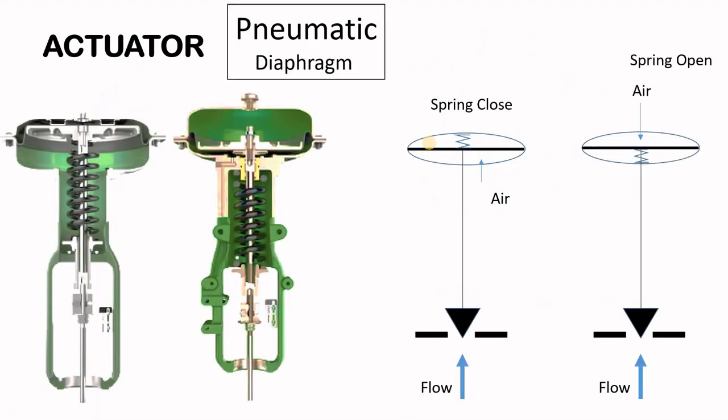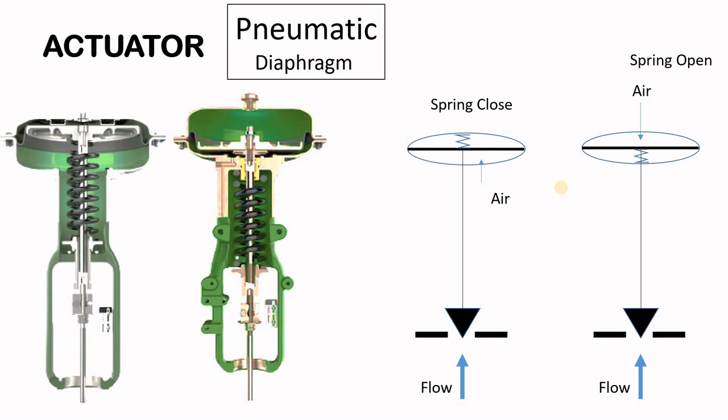Let's look at the actuator. The first type is the pneumatic diaphragm actuator. As you can see, there is a diaphragm in a case, and the air goes from the top, pushing the diaphragm down against the spring. The spring here pushes the diaphragm up, which means it opens the valve. Here, it pushes the stem down and the plug down. That means the spring closes the valve, and the air will lift and open the valve. Here, the air will be closing our valve.